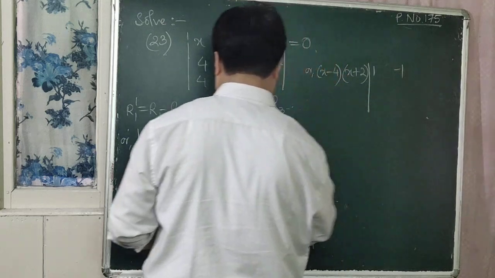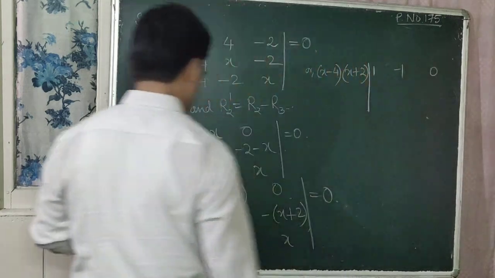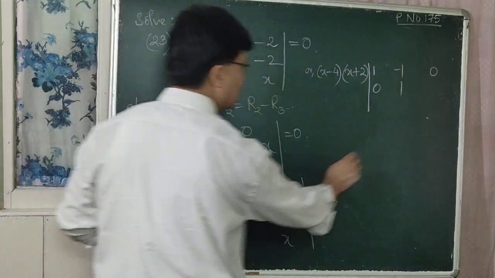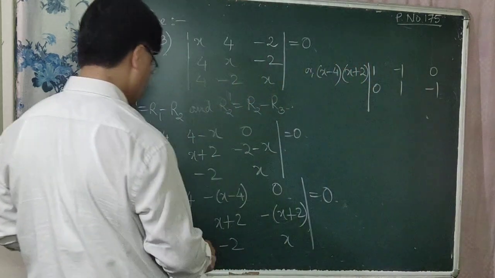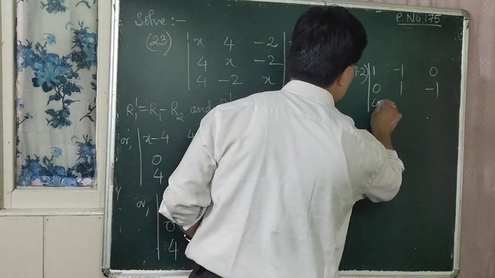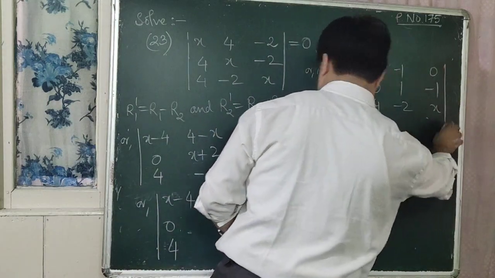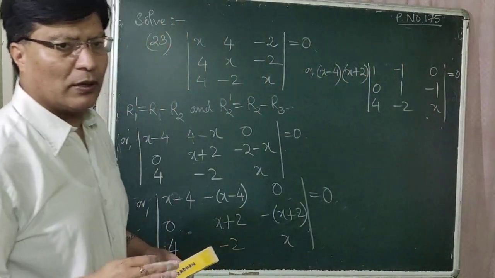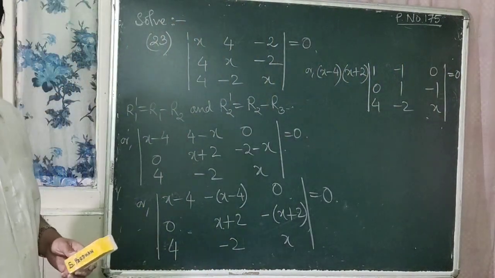Now what is the new first row? 1 minus 1 and 0. What is the second row? 0, 1, and this is minus 1. Right? Next, 4 minus 2x, 4 minus 2x, which is equal to 0. Now again, you can simplify it further.